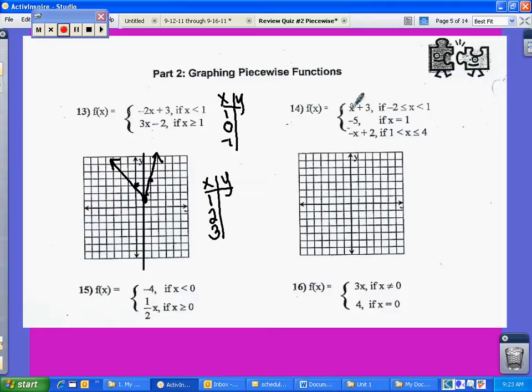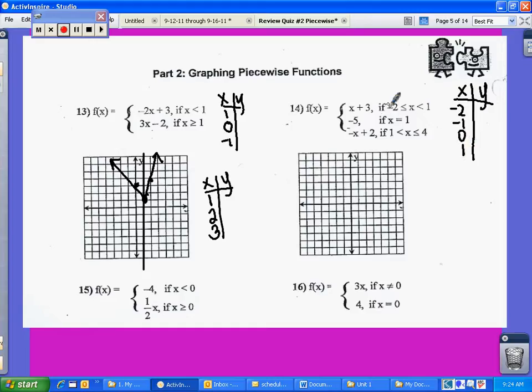Okay, so for number 14, I have one function of x plus 3, but I only want the x values between negative 2 and 1. So a table of values for this is probably going to be the easiest thing to do. So I'm going to set up a table x, y. I'm going to start at negative 2, negative 1, 0, and 1, and I'm going to stop there.